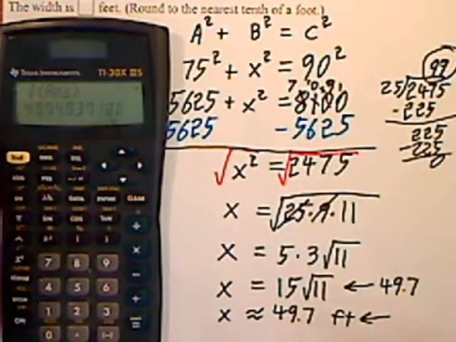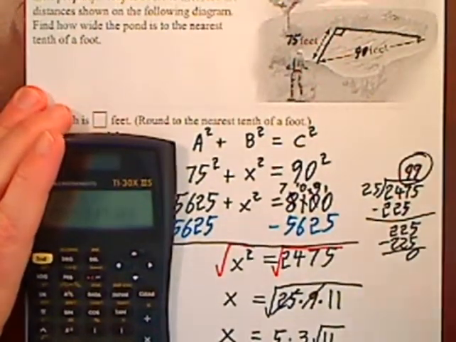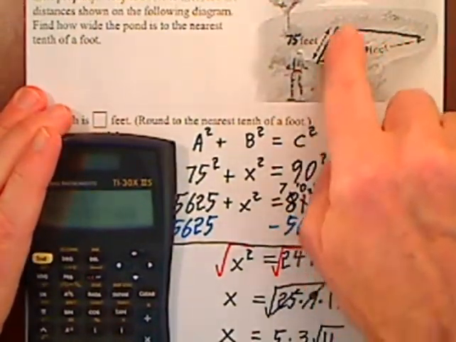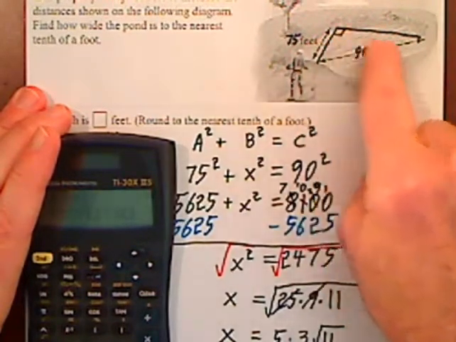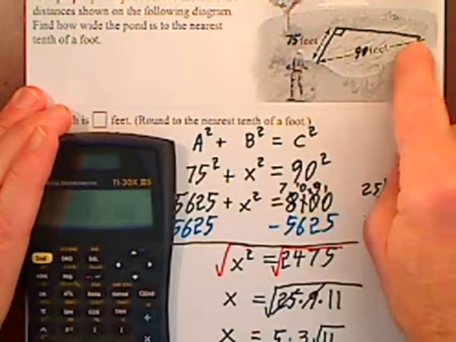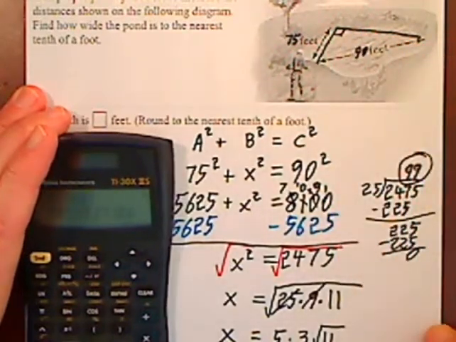So let me just mention, as far as the picture they've given you, the picture is obviously not drawn to scale, okay? So it looks like this should be bigger than 75, but in fact it's less than 50 feet from here to here, okay?